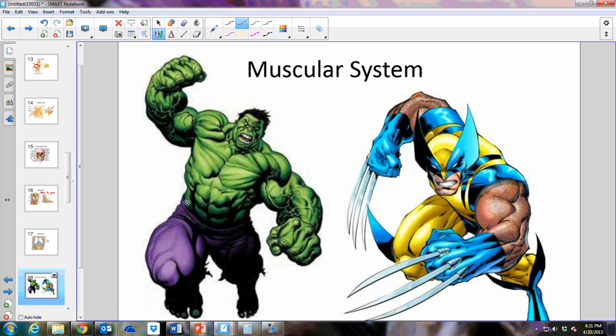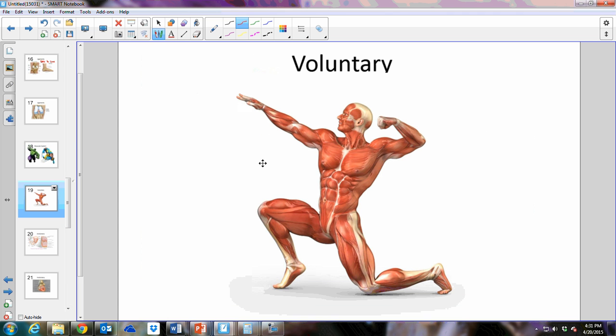Now, moving on to the muscular system. The muscular system is obviously what we think of when we think of big muscles and that sort of thing, but the muscular system serves other roles as well. There are two main divisions in the muscle system: our voluntary muscles. This represents our skeletal muscles, those that we can think about moving, and you can voluntarily move those muscles.